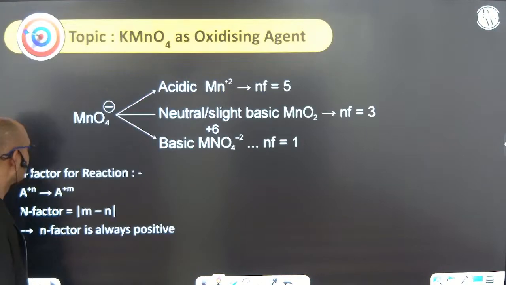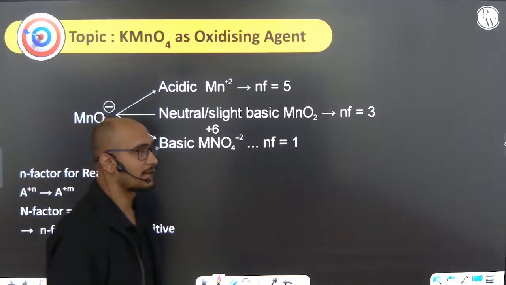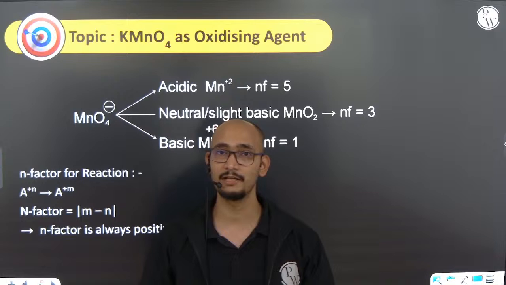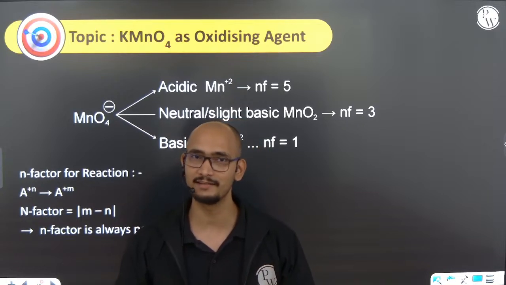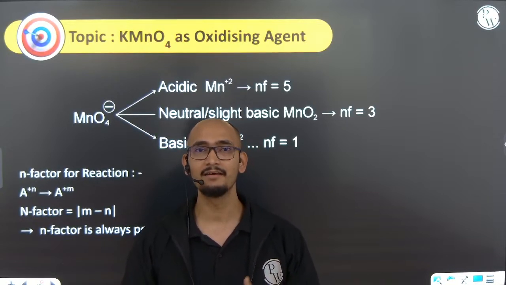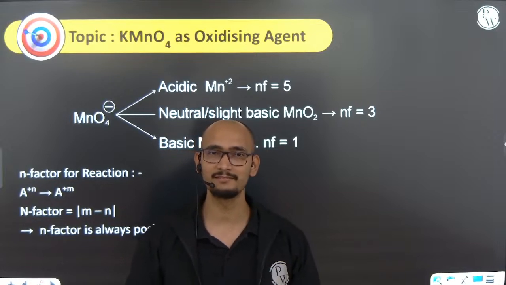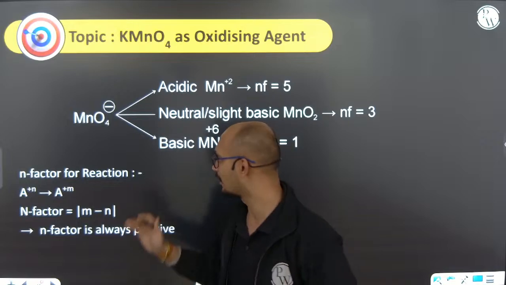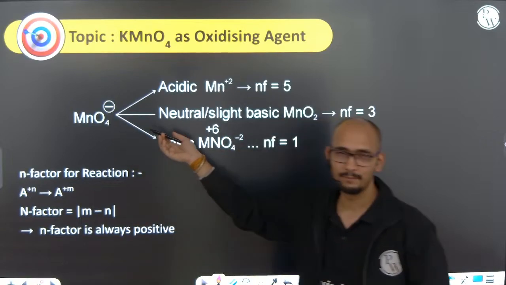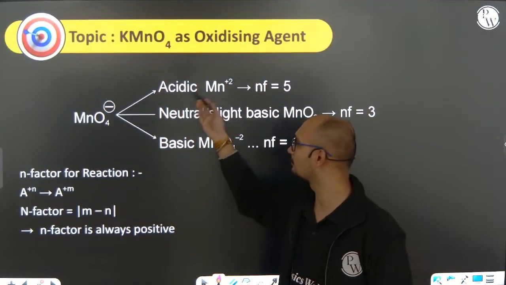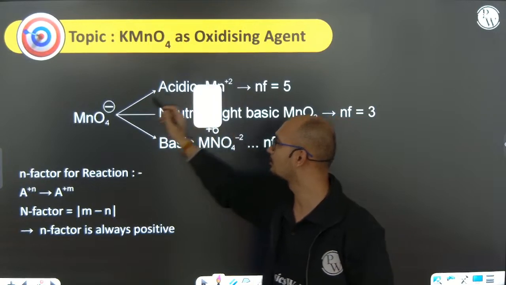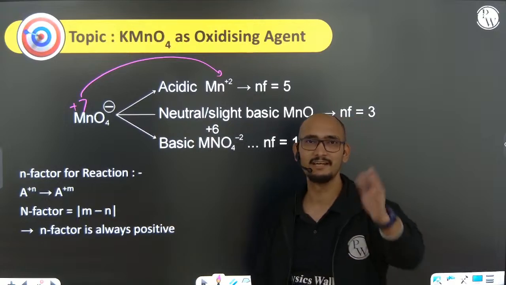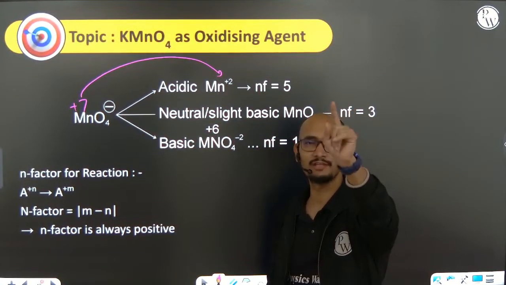So therefore, n factor is 1. Next, now the topic KMnO4 as the oxidizing agent. Always remember KMnO4 in acidic, basic or neutral medium shows different kinds of oxidizing properties. Please remember, and its n factor is also different, meaning a different number of electrons are exchanged. Now MnO4 minus is nothing but permanganate. Permanganate in acidic medium converts into Mn plus 2. So how much is the change? Initially it was plus 7, now going to plus 2. Plus 7 to 2, change is how much? 5. So therefore, n factor is 5.